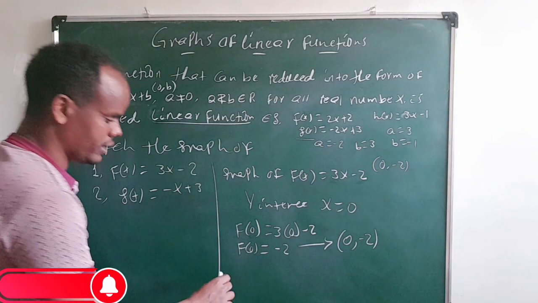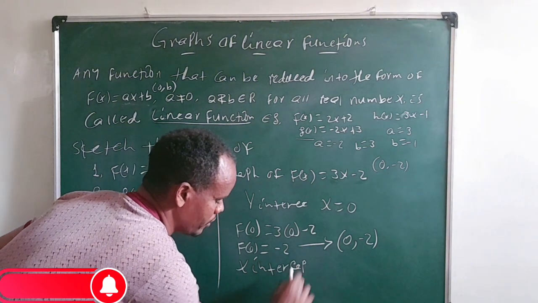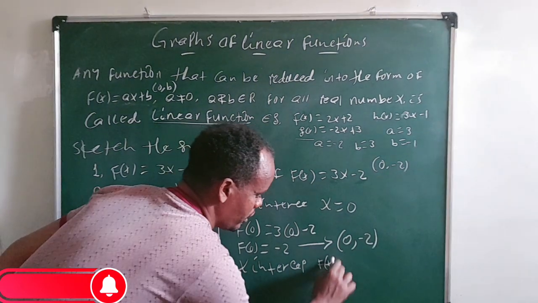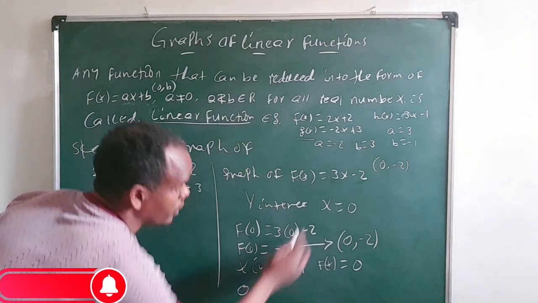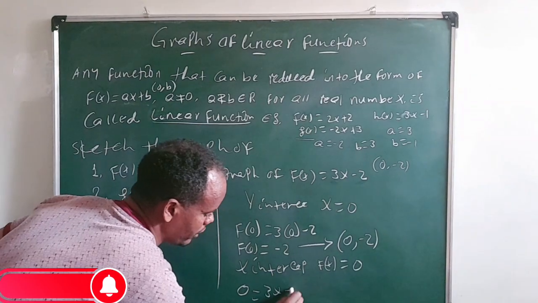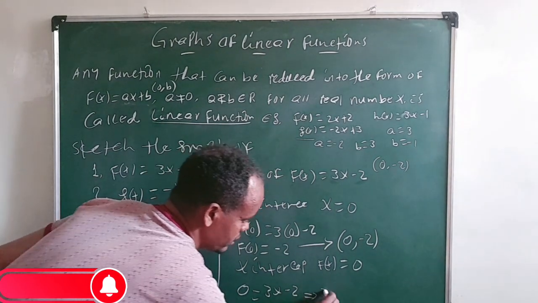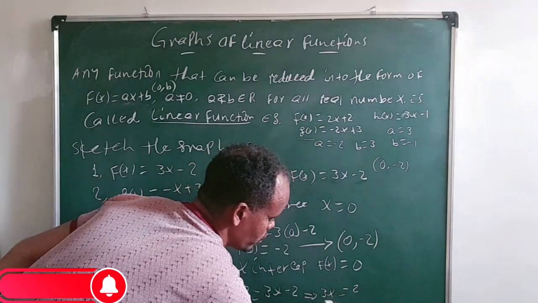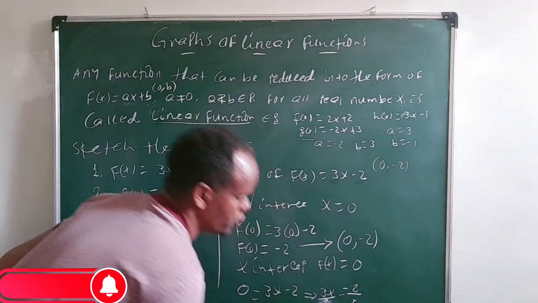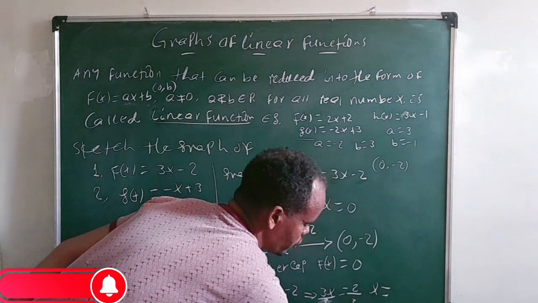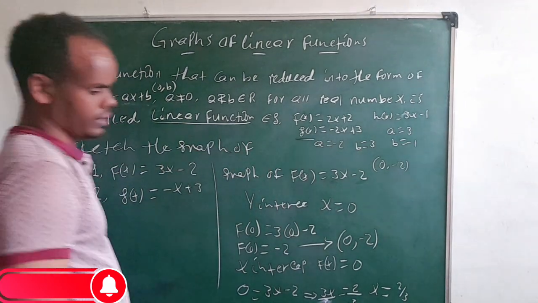The second one is the x-intercept. To find it, make f(x) equal to 0. Here the function gives 0 = 3x - 2. This means 3x = 2. Dividing both sides by 3, x = 2/3. So this is the x-intercept.